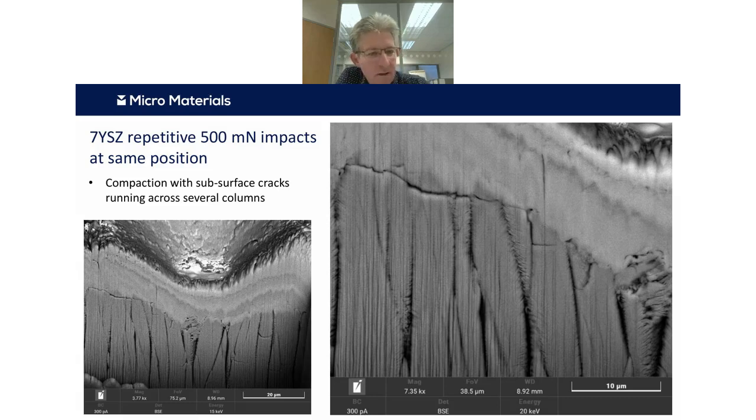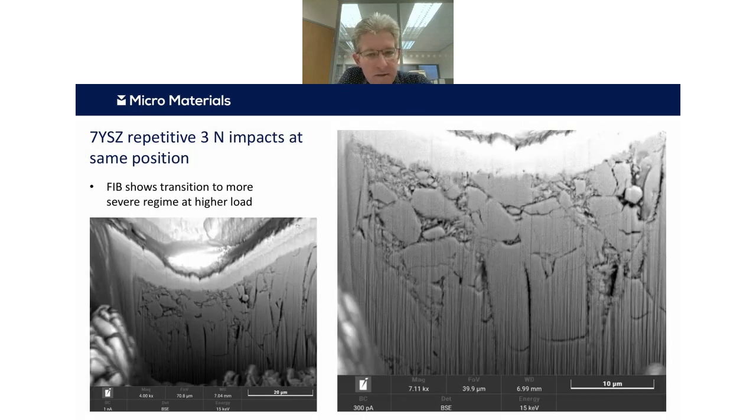If we now look at higher force, in this case the same test, the only difference being that the force is 3 newtons instead of 500 millinewtons, we can see a much more extensive crack network. The columnar structure is really being broken up, and we're getting a transition into a much finer scale microstructure and material removal.